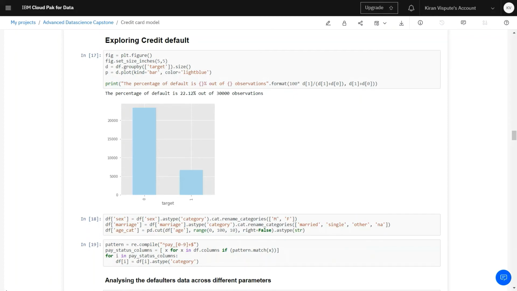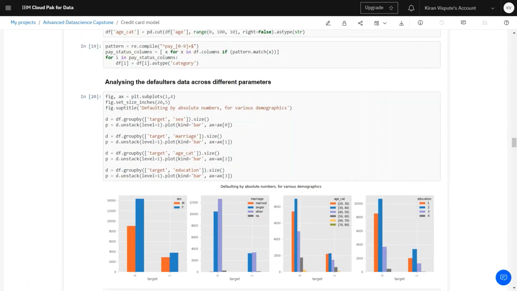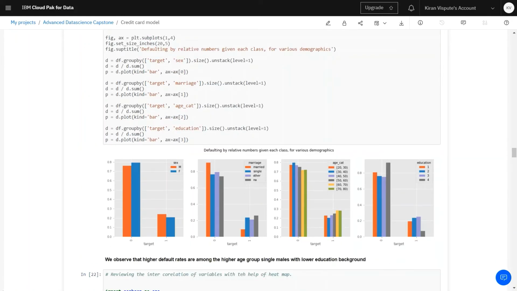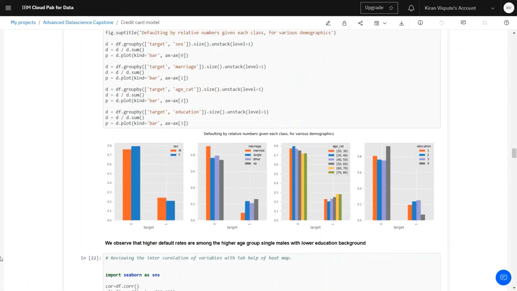If we go into further data visualization, we'll notice the following bar plots in absolute terms. The bar plots are spread across the attributes of sex, marriage, age categories, and education. Looking at the bar plots, it will be fair to say that the higher default rates are among the higher age group of males who are single and with a lower education background, in the age category above 50 years of age.